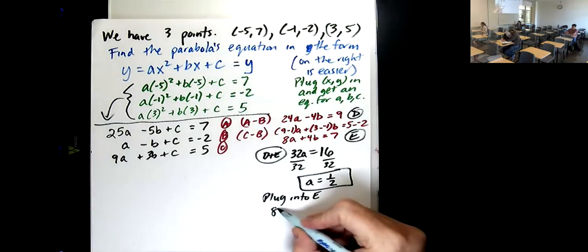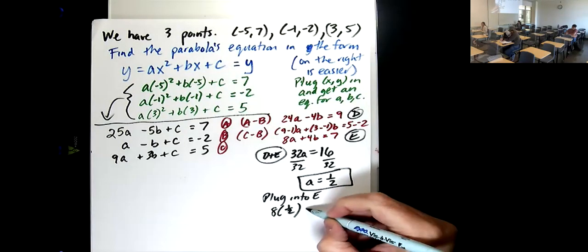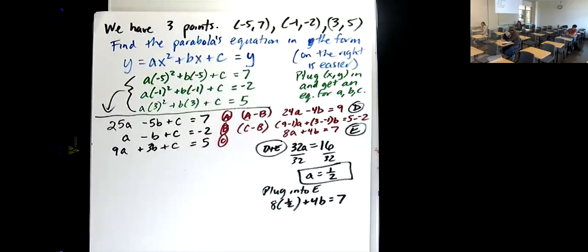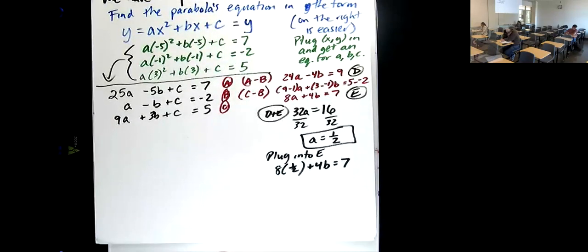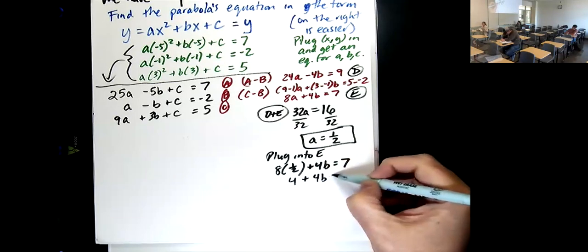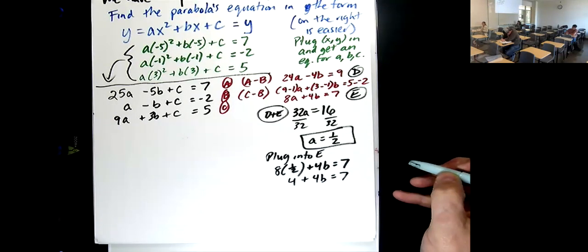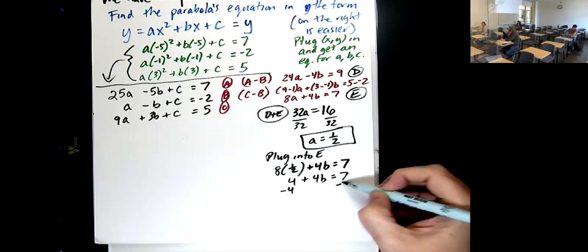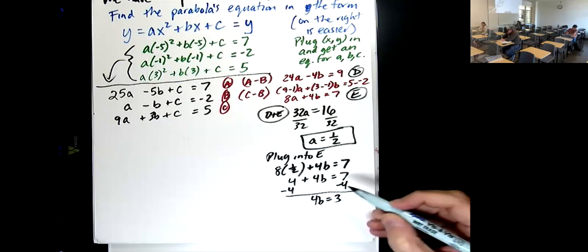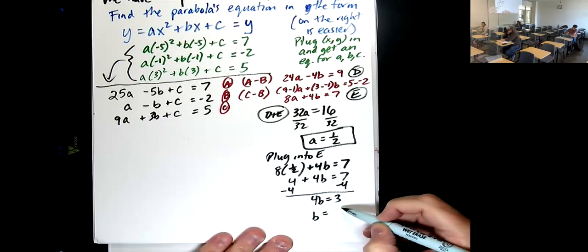I've got 8 times 1/2 plus 4b equals 7. So 4 plus 4b equals 7. So 4b equals 3, and b equals 3/4.